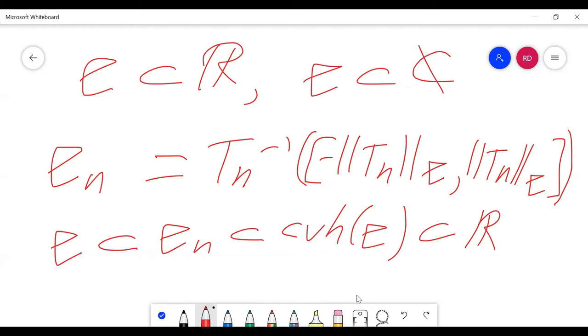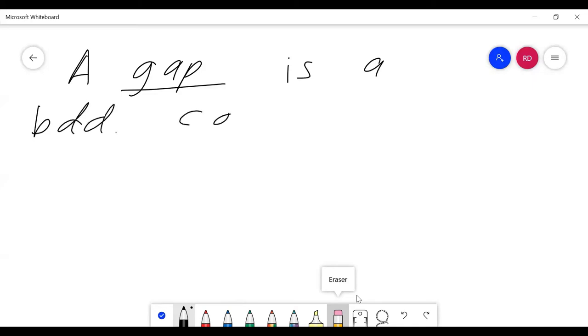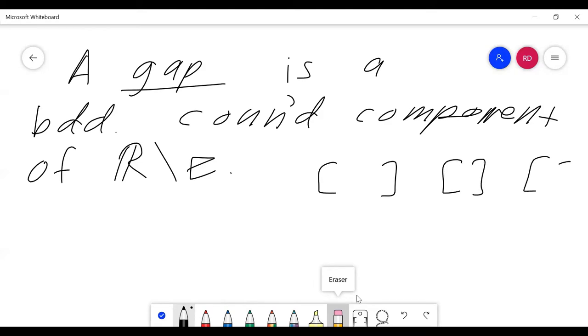Okay, now a few pieces of vocabulary just to fill in. A gap is probably pretty self-explanatory. It's a bounded, connected component of R without E. So the outside of the interval doesn't count. If we get the convex hull here, those parts of the left and right are unbounded, so we don't count them. So the gaps would be these pieces in here. They're not part of E, but they are connected and bounded.